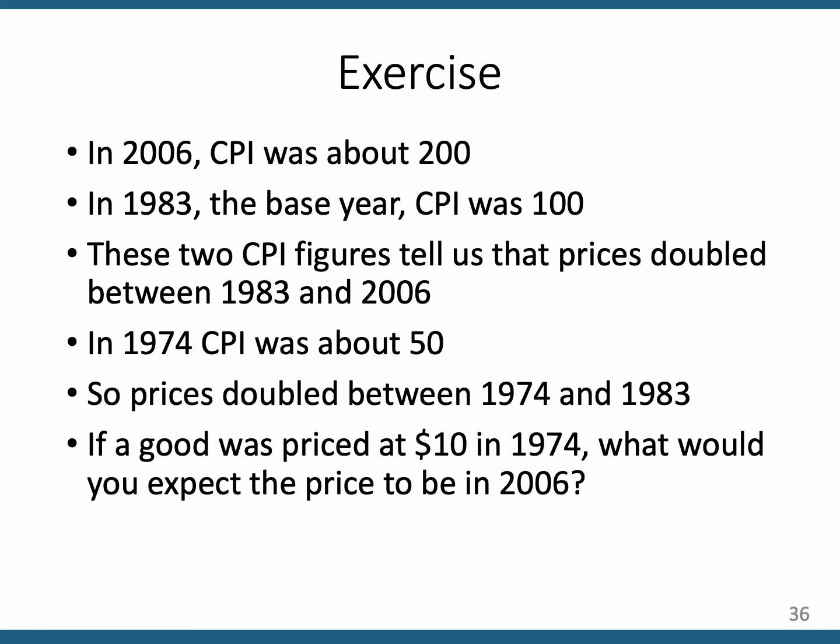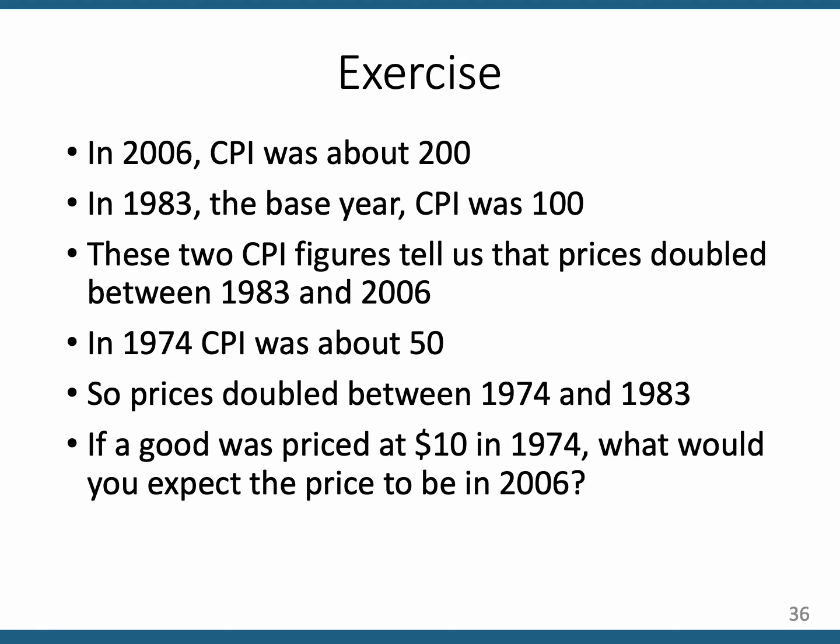So what does that say about a comparison of prices between 1983 and 2006? It means prices doubled, right, on average in our economy. If the price index doubled, that means overall level of prices doubled. The average price in the economy doubled between 1983 and 2006.